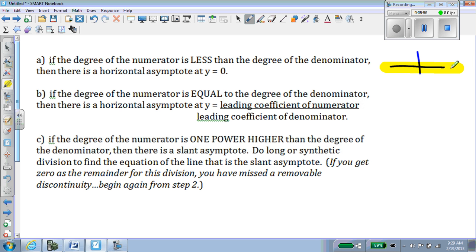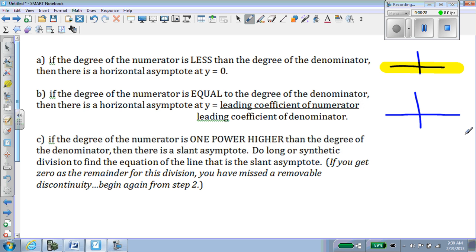If the degree of the numerator is equal to the degree of the denominator, then the horizontal asymptote is found as the leading coefficient of the numerator over the leading coefficient of the denominator. So it's still going to be a horizontal line. The question is, where will it be? So it could be at 1 or at 2 or at 3 or at -1 or at -2. It's still going to be a horizontal asymptote.